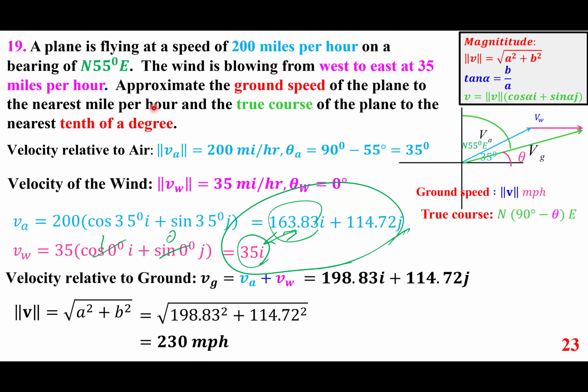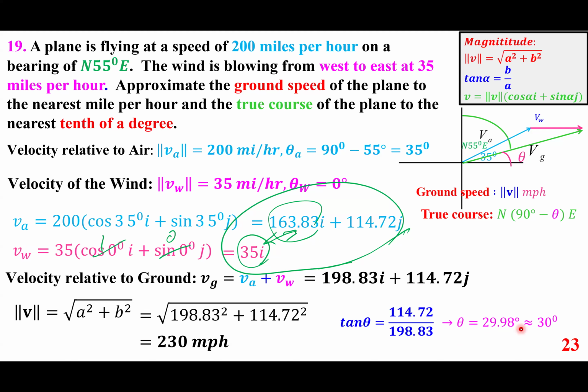What about the tangent? b over a, 114.72 over 198.83, and you use a calculator. Theta is tan inverse of that. Theta is tan inverse of this number, 29.98 degrees.